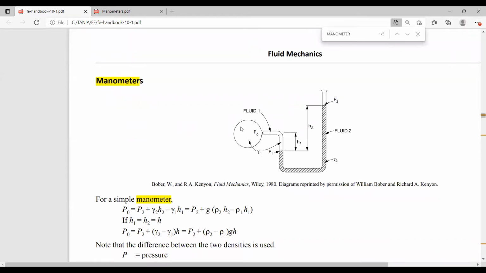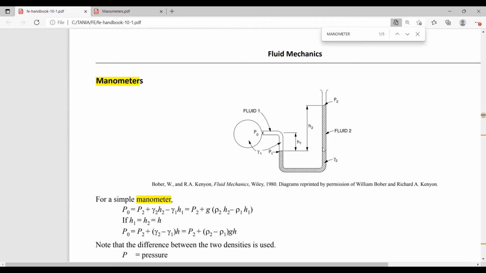So pressure in this vessel, P0 equals P2, right? And then remember how I was saying that the pressure increases with depth. So from this point, in order for them to get to this point, they have to add gamma 2 times h2. And now from this point, when you have the same liquid within the tube, you are allowed to go from this point to this point because the pressure horizontally is equal.